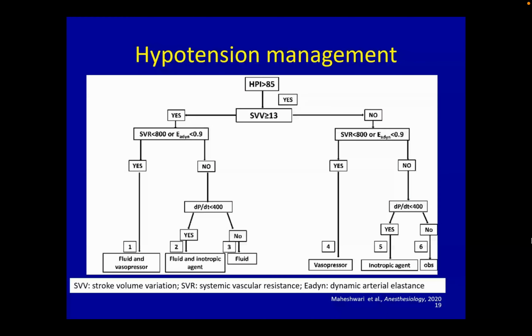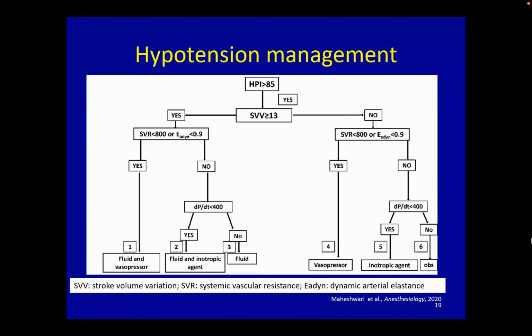Here are the new variables in the Acumen HPI software system, including delta P divided by delta T and dynamic arterial elastance. The delta P divided by delta T represents the cardiac contractility. The dynamic arterial elastance was demonstrated not only to predict an increase in mean arterial pressure after fluid administration, but also to be related to arterial stiffness. When HPI is alone, the stroke volume variation is identified.